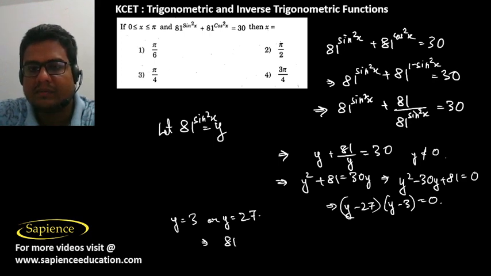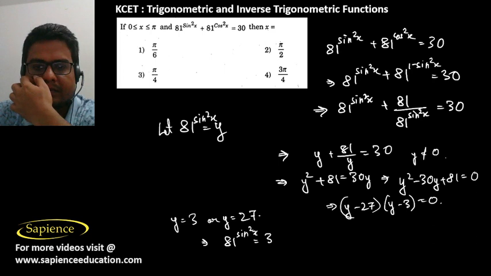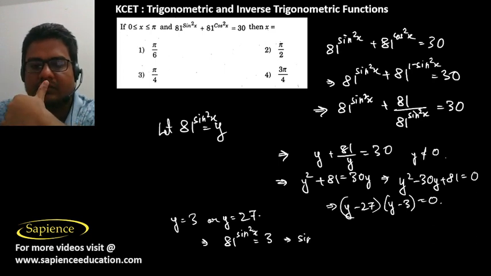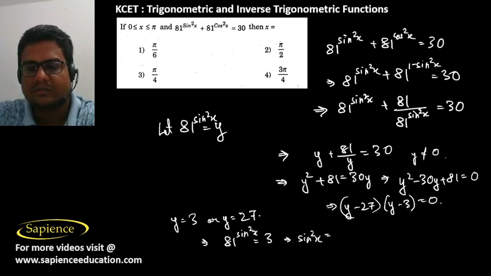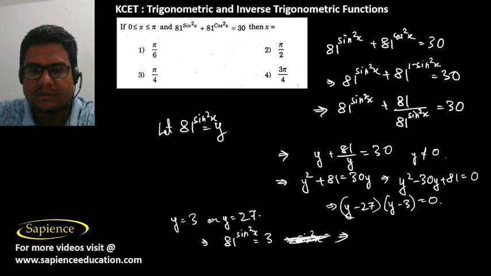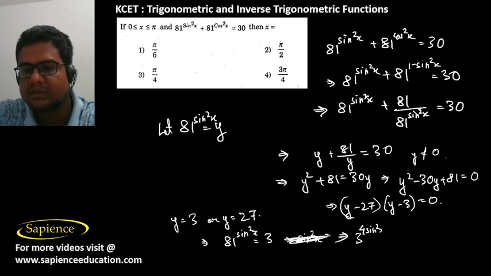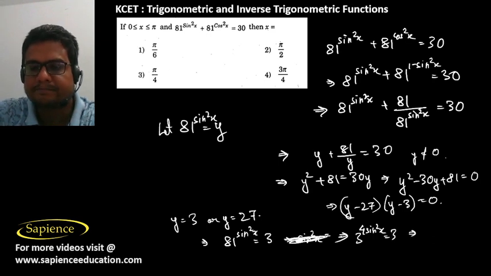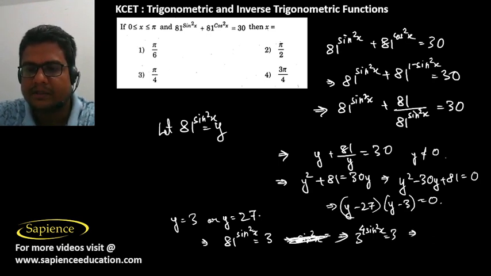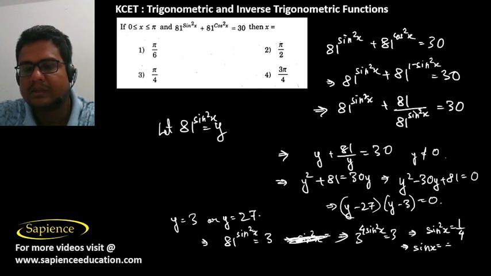So therefore 81 power sine square x can be equal to 3. It means that, now 81 I can write as 3 power 4. So 3 power 4 sine square x is equal to 3. So it means that 4 sine square x should be 1. So sine square x should be equal to 1 by 4. So it means that sine x can be equal to plus or minus half.